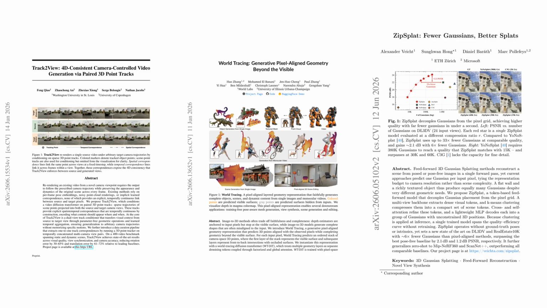The bottleneck in 3D generative AI is shifting fast. It's no longer just about making something look right from one view, but keeping geometry, motion, and camera control consistent across time. That matters because once models can trace tracks, fill in what's hidden, and render with far fewer primitives, you get video and 3D systems that are sharper, more editable, and dramatically more efficient.